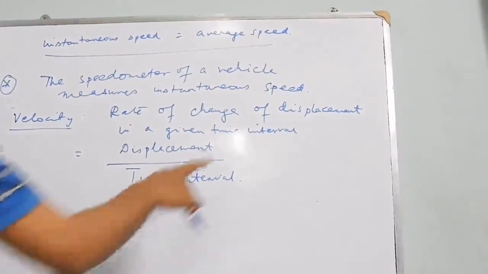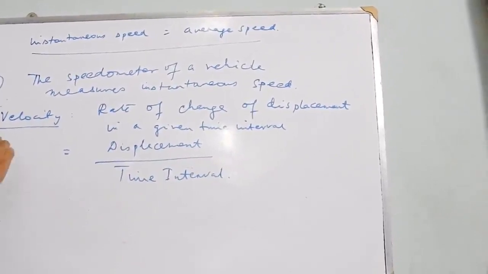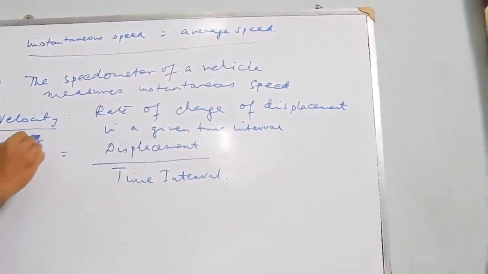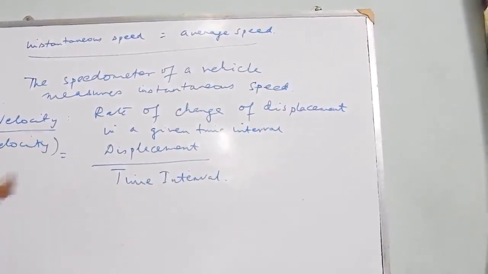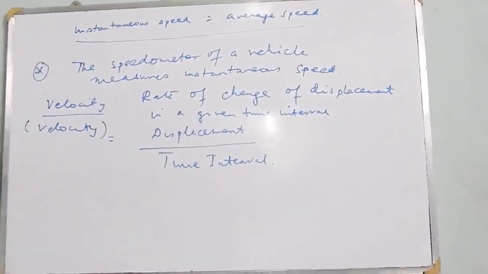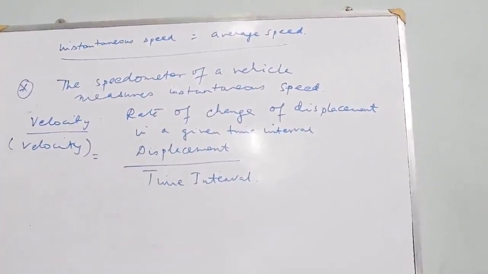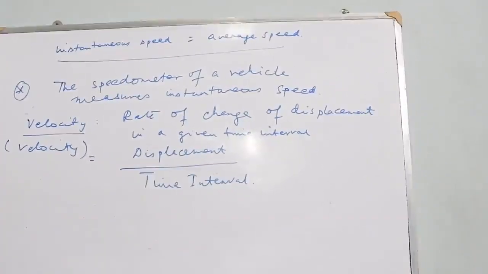However, because the direction is involved here, velocity is a vector quantity, and velocity and speed have the same units. Because the unit of displacement remains meter, the unit of time remains second, so its unit is either meter per second in SI units or centimeter per second in CGS units.